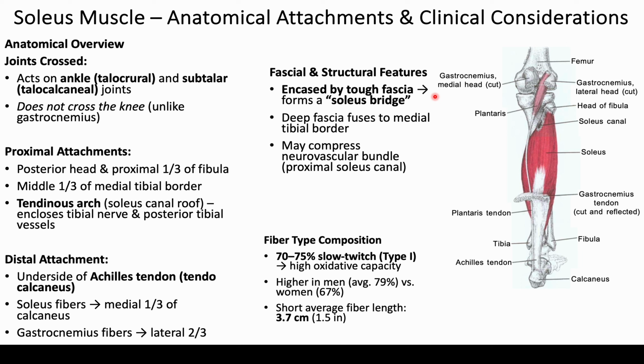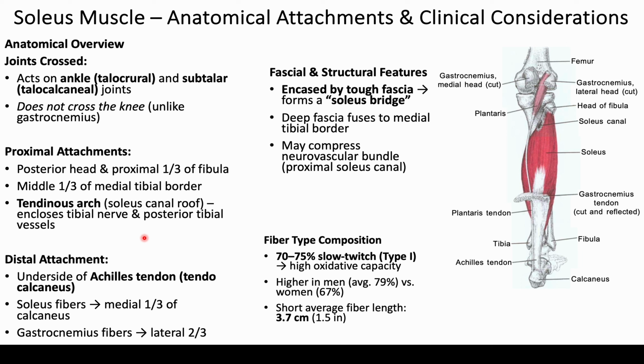The proximal attachments are the posterior head and proximal third of the fibula, so it goes all the way up into the fibula. So this is why it's very, very important. Often we get a sense that the soleus attaches a little bit lower, but it goes all the way on the lateral aspect, all the way up to the third of the fibula. Middle third border, tendinous arch. This is basically the soleus canal.